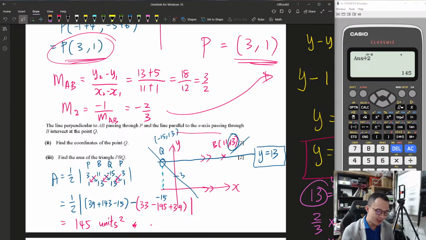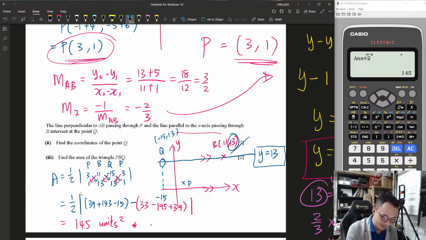Okay, so what if you don't want to use the area formula? You say, sir, I want to find the area, but I don't want to use the area formula. What you can do here is try to see where the coordinate P is, which is 3, 1, isn't it? So 3, 1 is sort of here.